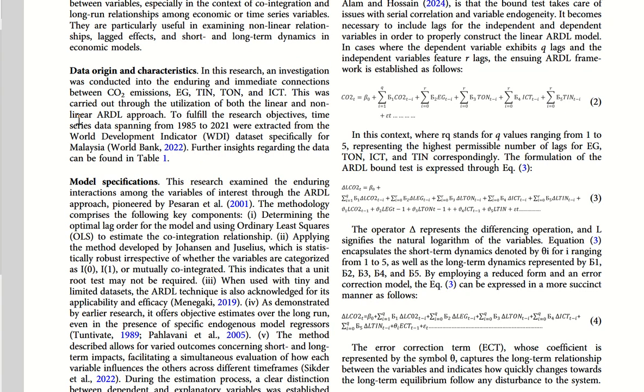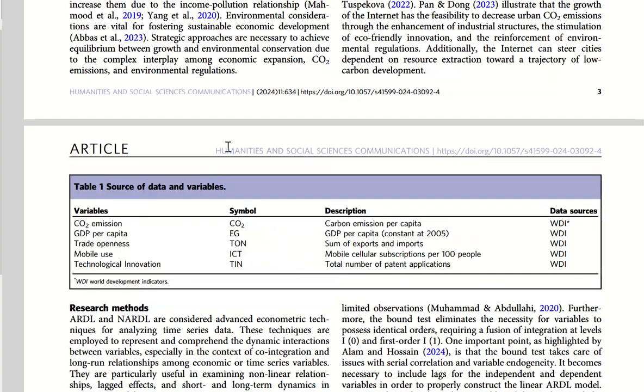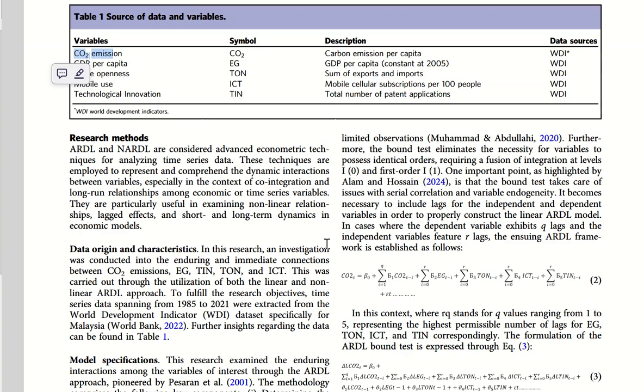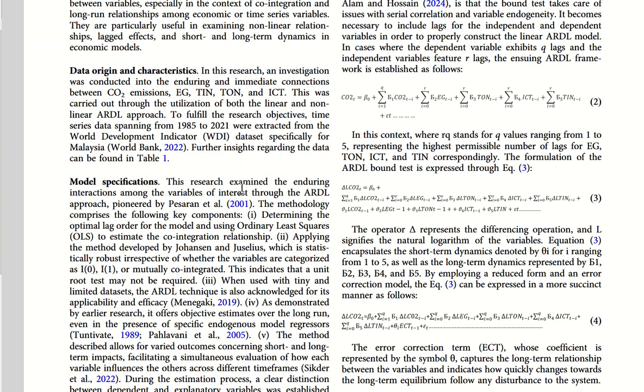So, the main goal is how do these economic and technological factors affect CO2 emission over time. The author used ARDL and NARDL approaches developed by Pesaran in 2001. This is the introduction section of our model specification.